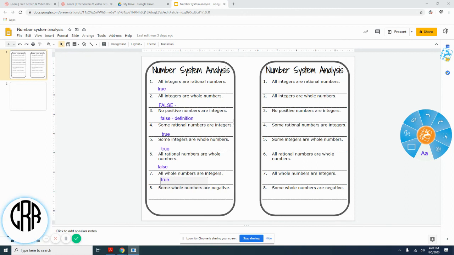So number 8, some whole numbers are negative. So are any of the numbers that we classified as whole that have the W by them, so number 2, number 3, number 4, number 7, were any of those negative numbers? The answer to that is false. The definition itself says a positive number from 0. So no whole numbers are negative. So this is false. Okay, so that's our notes.